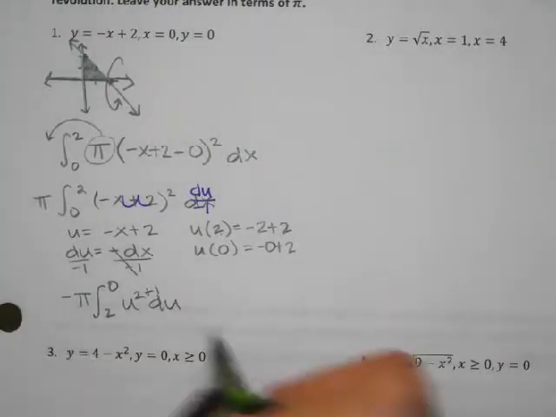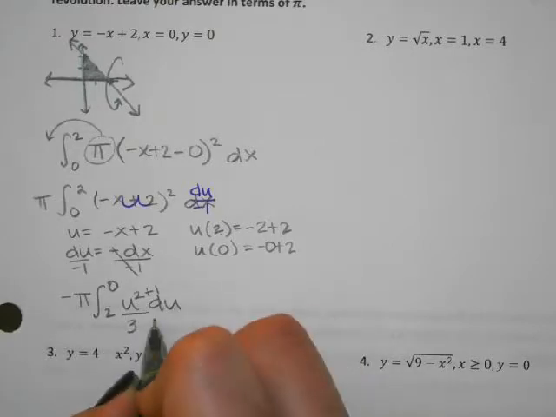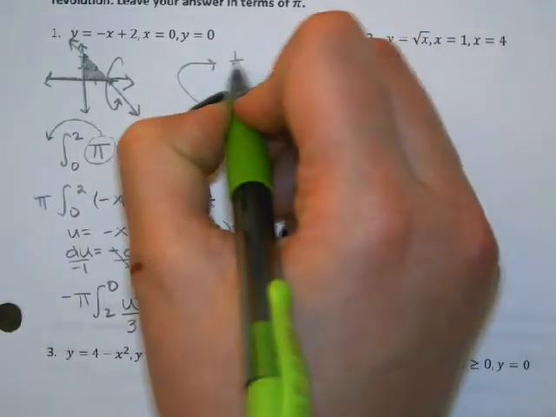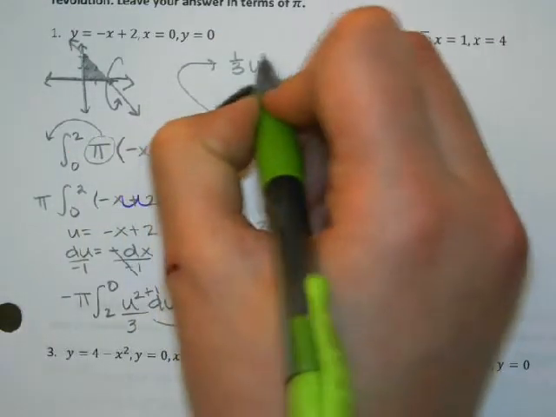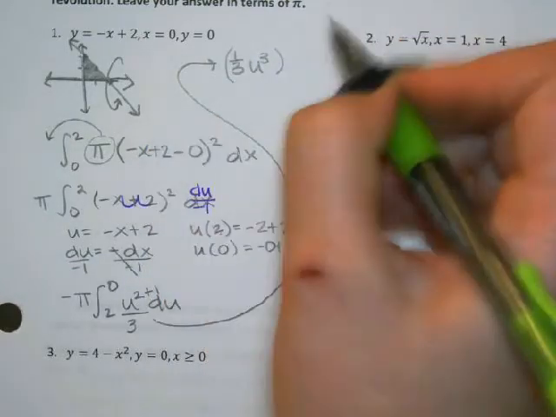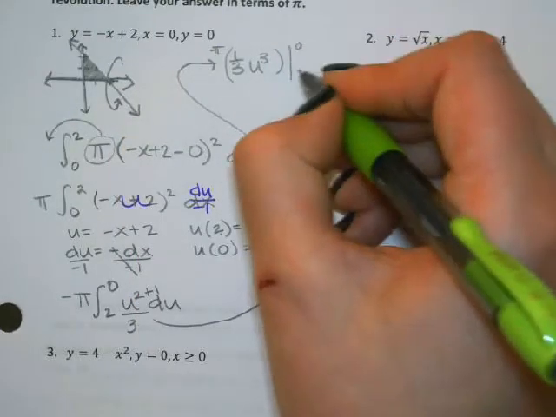Plus 1, divide by 3. So I have 1/3 u to the third. And don't forget we have that negative pi in the front. I almost forgot. And this is evaluated from 0 to 2.